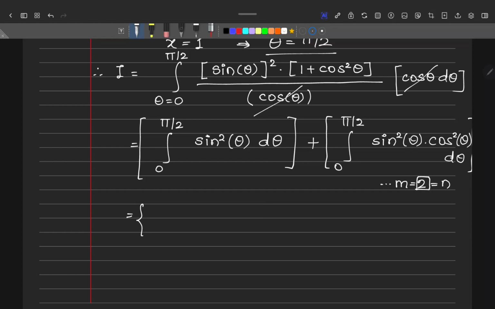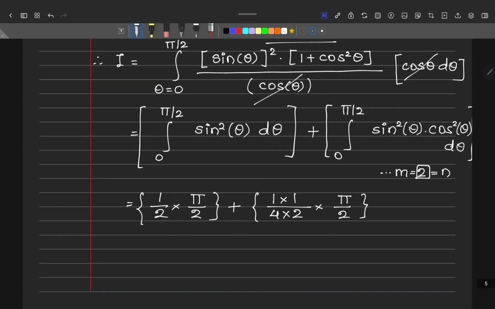So if you apply the reduction formula here, we get 1 by 2 into pi by 2, and in this case, check the answer. This value will be pi by 4 plus this value will be pi by 16. So what do we get? It is equal to 5 pi by 16. This will be the final answer of the integration. Note this part.